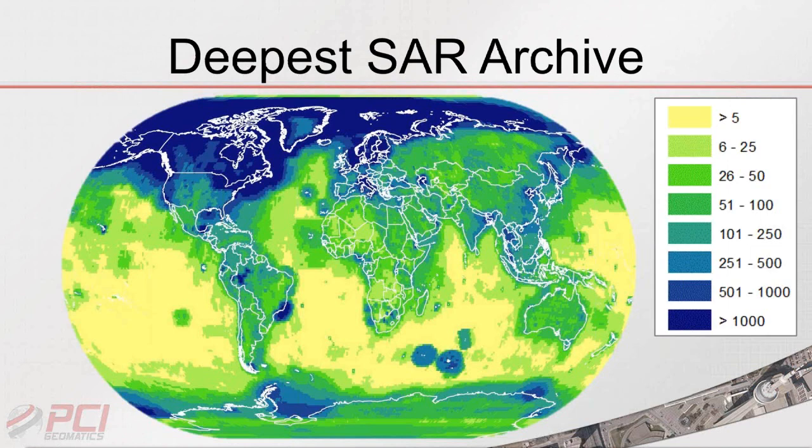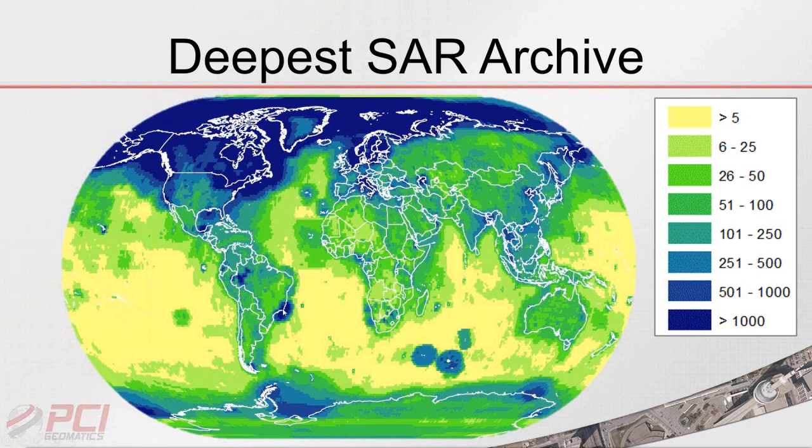Now, the other thing is we've been doing this for a very long time, and we've built a very, very deep archive. In combination with the promotion we're going to talk about a little bit later, what you're looking at here is a heat map of all of the SAR imagery that has been acquired by the RADARSAT mission over the years. Where you're seeing the dark blue, we've got over 1,000 scenes in that particular area. As you can see, we do a lot of coverage over Canada and the Arctic, but there's also a whole bunch of sites around the world that have very, very deep coverage.